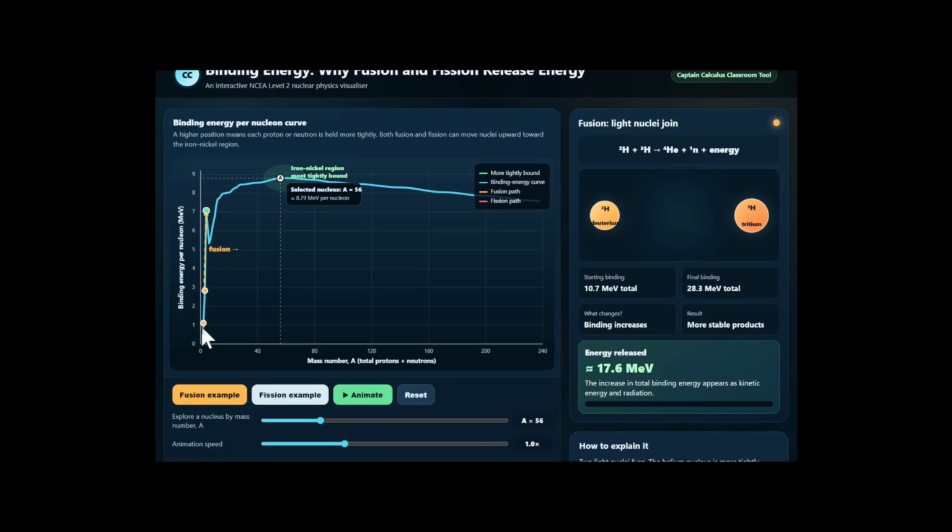Okay, so this is for really light nuclei. It's going to want to fuse. It wants to get here. It wants to be around iron, nickel. It's commonly said that iron-56 has the highest binding energy. In fact, nickel-62 has a tiny amount more binding energy, but iron is very stable.